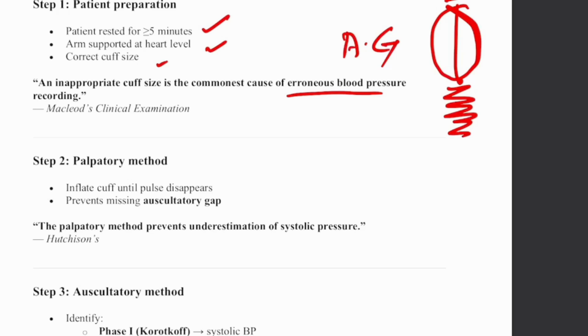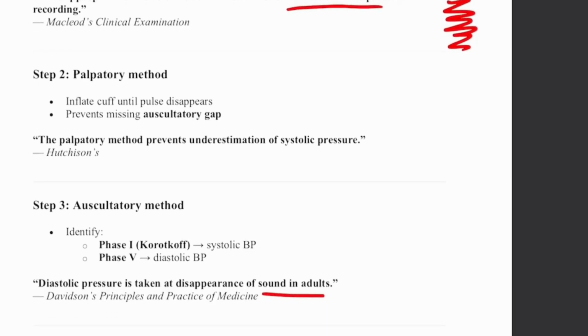In the auscultatory method, you take the appearance of the Korotkoff sound, phase 1, as the systolic BP, and disappearance of the Korotkoff sound, phase 5, is taken as the diastolic BP, except in aortic regurgitation. In aortic regurgitation, usually we take phase 4 as the diastolic BP because the Korotkoff sounds may be heard till late.